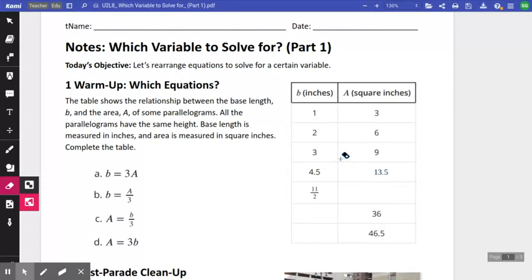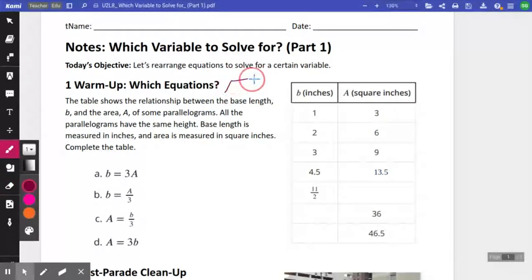and the area A of some parallelograms. All the parallelograms have the same height. Base length is measured in inches, and the area is measured in square inches. And our goal is going to be to complete this table. If you're wondering, a parallelogram is just a type of shape.